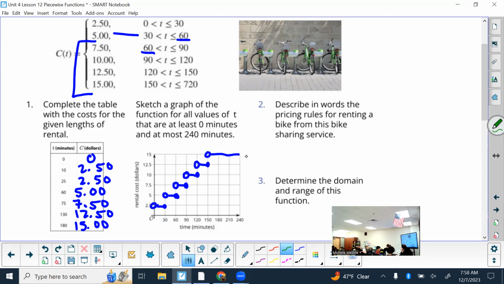You would have to mention anything with not a little equal to symbol. You have to mention above. And then with the line underneath, you could say up to or including, something like that. You have to specify above 150 minutes, up to 720 minutes, it's $15, things like that. Questions on that?